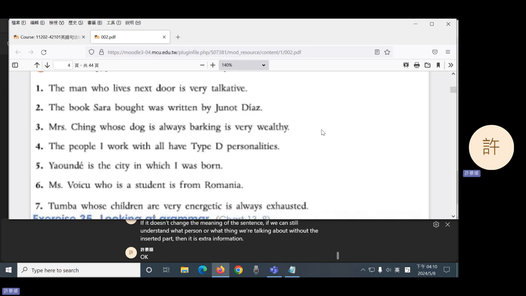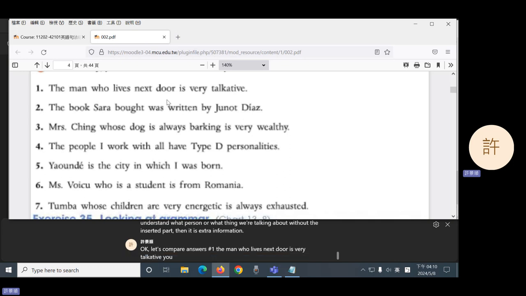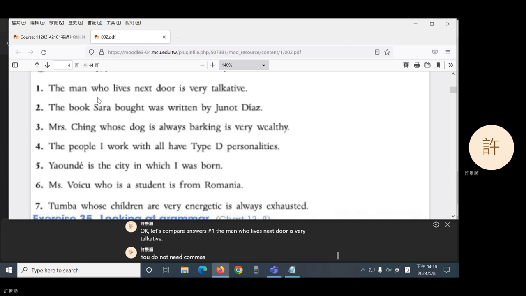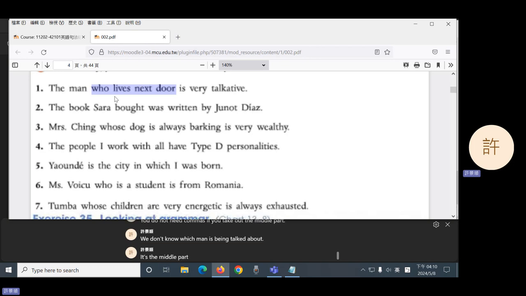Okay, let's compare answers. Number 1, the man who lives next door is very talkative. You do not need commas. If you take out the middle part, we don't know which man is being talked about. It's the middle part that tells us which man. So this is essential information.